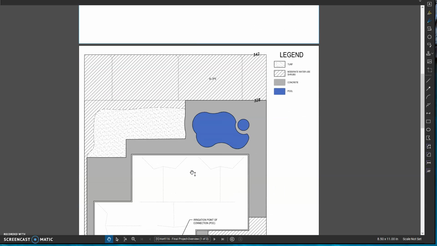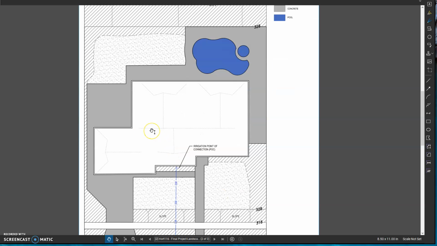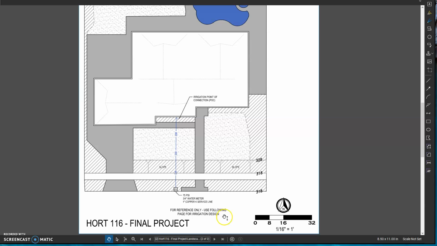So this is what I typically get from a client. This is what I'm providing to you. These are the parameters for the project. This is a single family residence. You'll see we have a scale here. It says 1/16 of an inch equals 1 foot, with the north arrow.